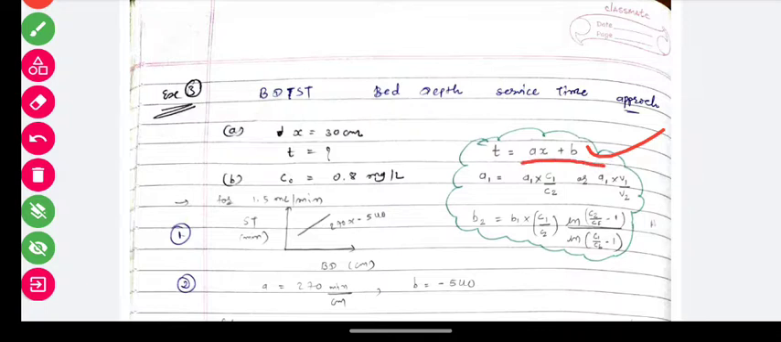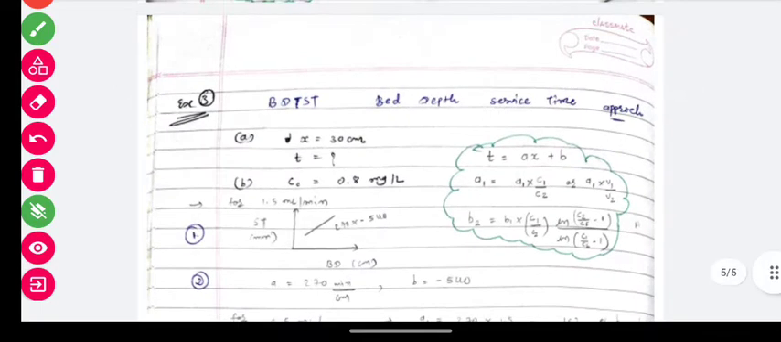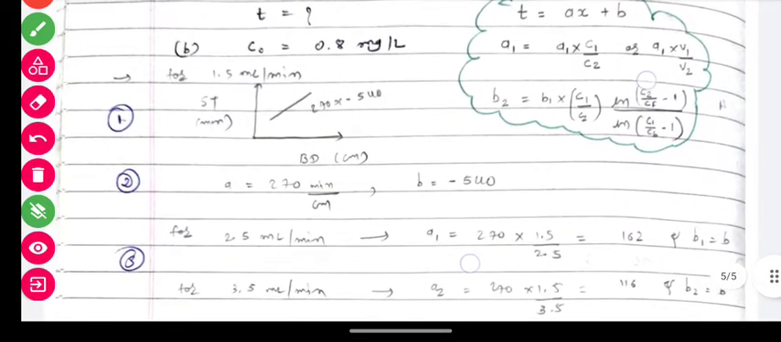So this is the equation for the BDST approach: T is equal to Ax plus B. A1 will be what? Sorry, it should be A2 here. A2 will be what? Your A1 into C1, or A1 into V1 by V2. This is the B2 equation.